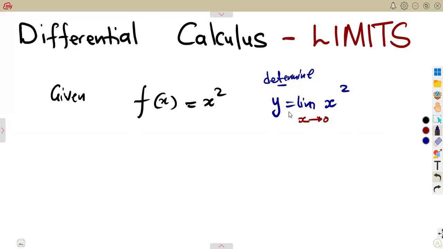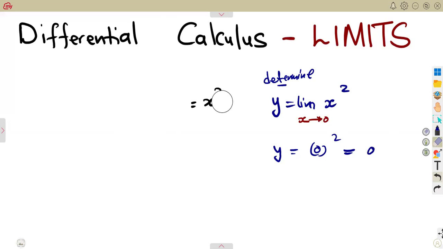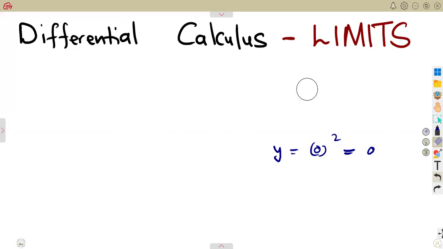So it's simply, in place of x, we are going to have 0 squared. X is approaching 0, so y at that end will be 0. So the limits are the values that your function is limited to. So it's an approximation. The value of x, or whatever value that you are given there, will be limited to a certain value. So you need to understand some certain limits.